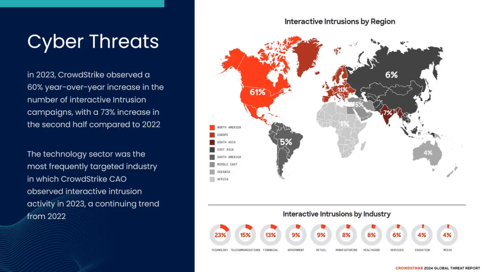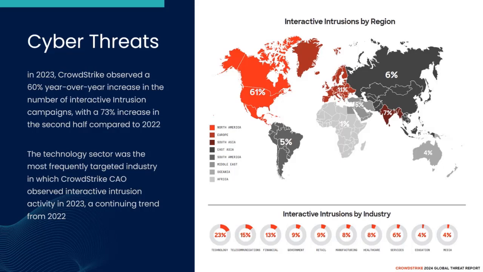Looking at interactive intrusion by industry, the technology sector was the most frequently targeted industry where CrowdStrike has observed interactive intrusion activity in 2023, in comparison with the continuing trend from 2022. The charts below reflect the relative frequency of intrusions in the top 10 industry verticals and in geographical regions.